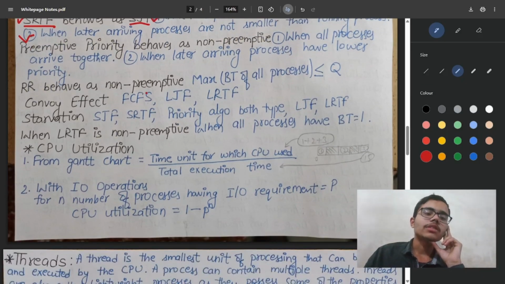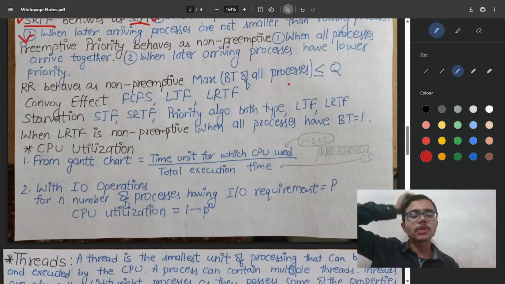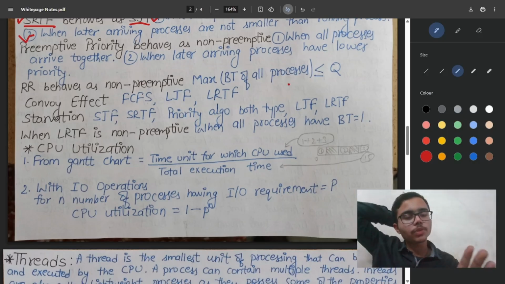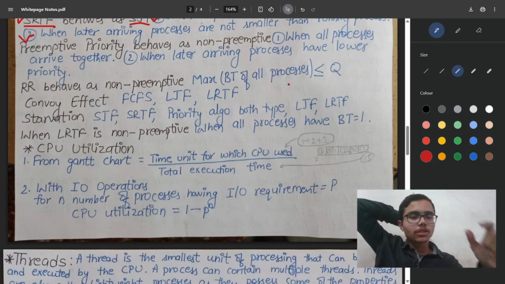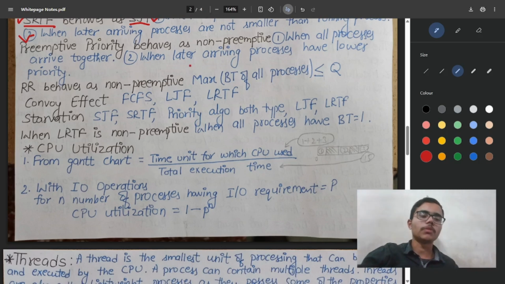Round robin behaves as non-preemptive when the time quantum is at least the maximum burst time of all processes. For example, if the burst times are 10, 20, 30, 40, we take the time quantum of round robin as 40 maximum, then it behaves as non-preemptive. So the time quantum is greater than or equal to the maximum, like 40 or greater than 40.